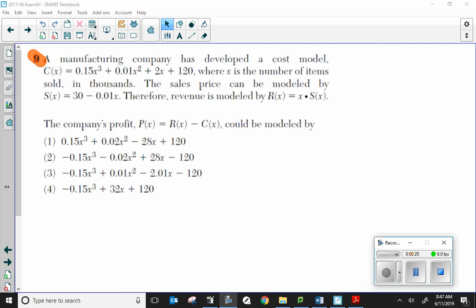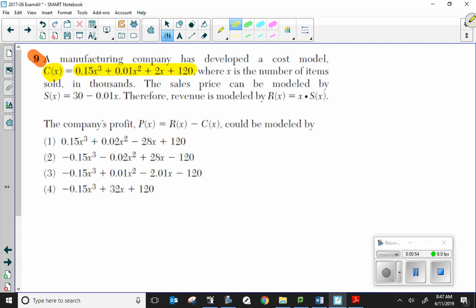Number 9, strict algebra problem. And this is actually a lot easier when you get through all the mumbo jumbo and red tape. A manufacturing company has developed a cost model. Okay, C of X is the cost model. Let's use highlighters right off the get-go. C of X is the cost model, and it is this thing here: 0.15x cubed plus 0.01x squared plus 2x plus 120, where x is the number of items sold in thousands.